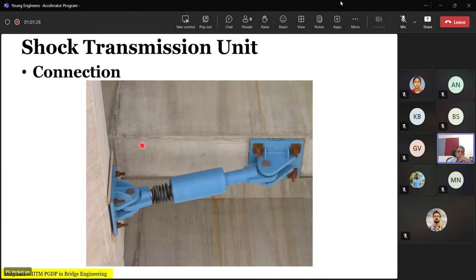Now comes the question here. Can you tell me, is there anything right or wrong? This is the superstructure, this is the pier cap, and you have a shock transmission unit connecting the superstructure to this. There's a small gap here. So is that good or bad? Suppose I had grouted it, then would it have become okay? There would be no other problem than that.